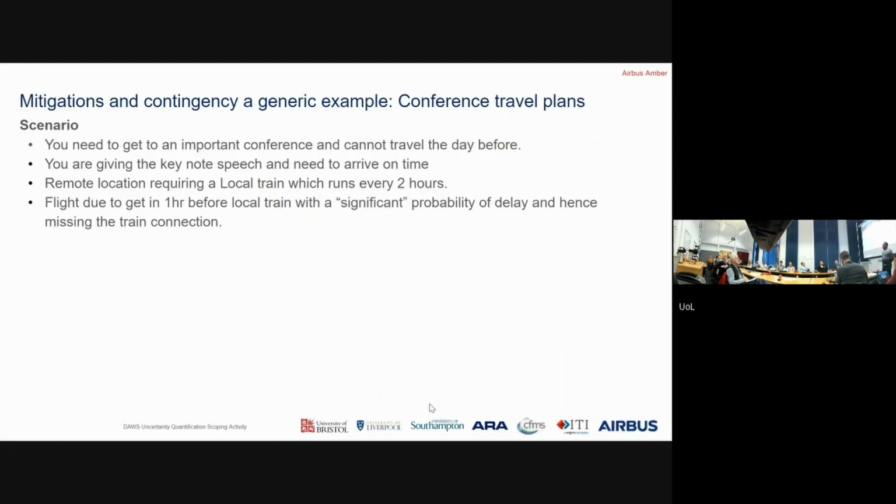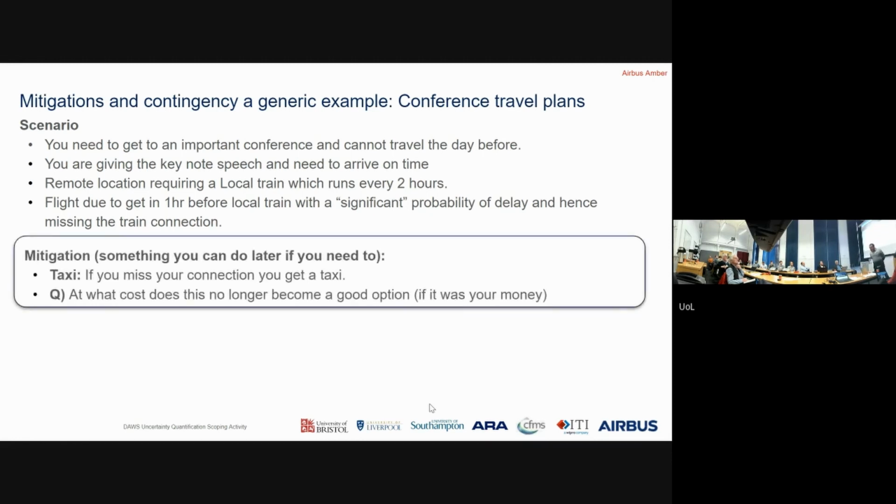Before I go on to looking a little bit into what that means in aircraft, I want to give you a generic example in terms of mitigations and contingency. And what does that mean? A simple example: conference travel plans. I think everybody here has been in this. You need to get to an important conference. You cannot travel the day before. You're giving the keynote speech and you need to arrive on time. This is a remote location, and the local train runs every 2 hours. So there's a high risk that you might miss that connection. Typical stuff that we deal with every day.